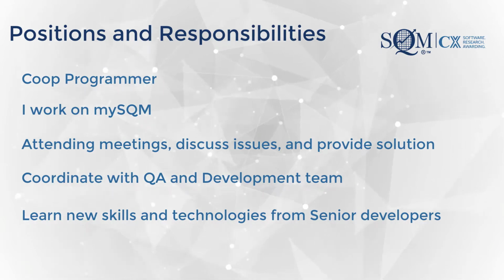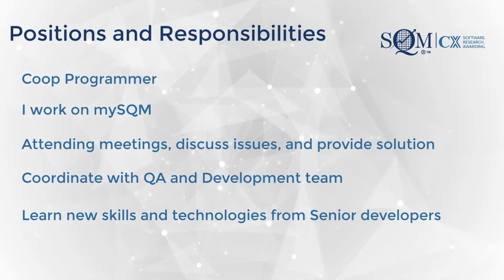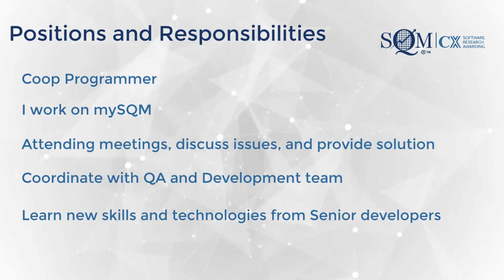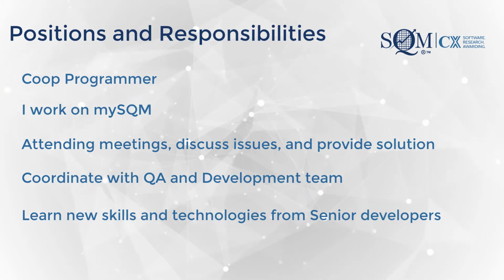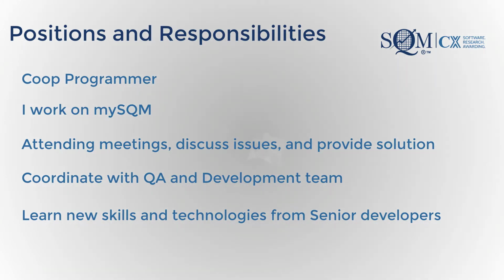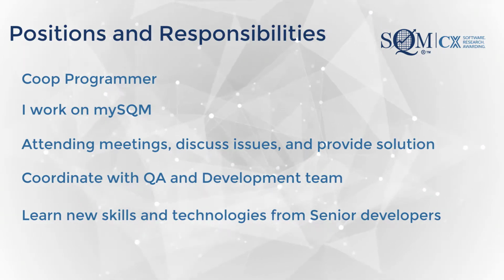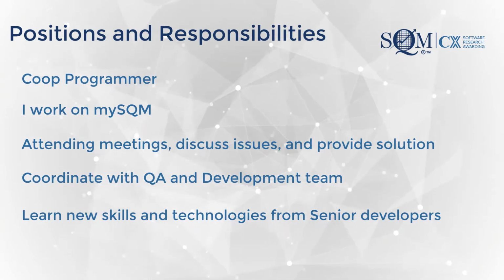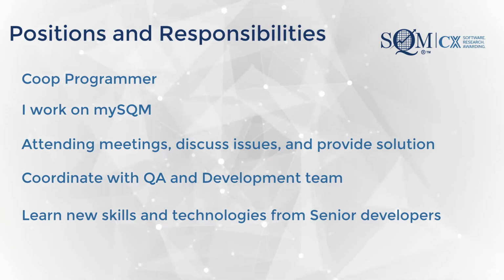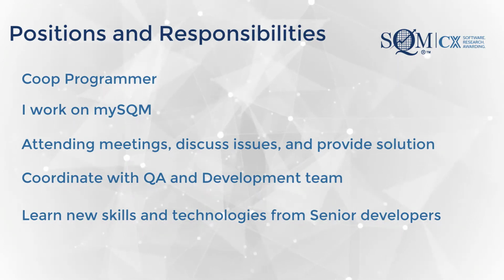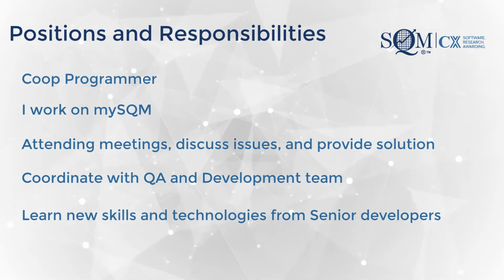I have to coordinate with the quality assurance team because they release the issues on GitLab and I assign issues to myself. After fixing the issues, I update the quality assurance team. I also have to coordinate with senior developers to learn new skills and technologies because some bugs are easy to fix but some are not. When we fix a bug, we have to take care of performance and time complexity. Therefore, talking to them is very helpful. I talk to them about any complex issue and fix it as per their advice.